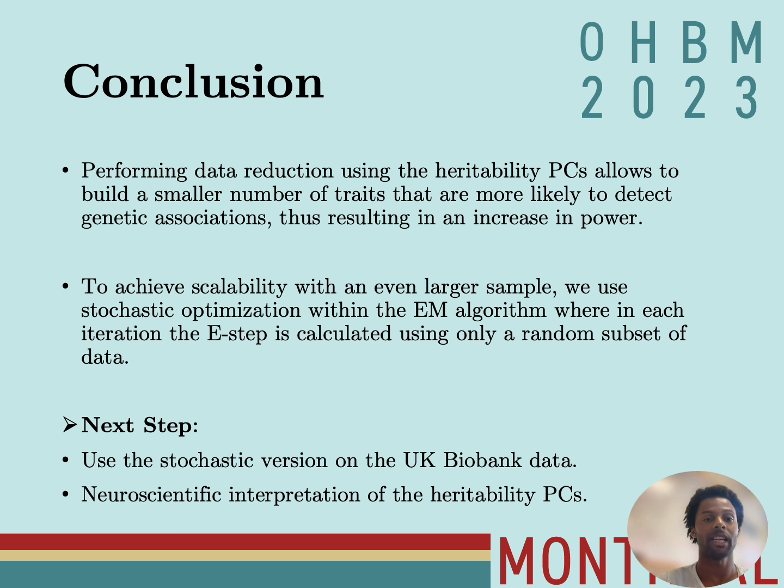In conclusion, performing data reduction using the heritability principal components allows us to build a smaller number of traits than with vanilla PCA, and those traits will be more likely to detect genetic association, which will result in an increase in power when performing GWAS. Note that we've also developed a stochastic version of our method, where at each iteration, the E-step is calculated using only a subset of the data. That method, the stochastic version, has been tested on synthetic data with success, and one of the next steps would be to actually apply it on the UK Biobank data. One of the future steps would also be to have a neuroscientific interpretation of the heritability principal components we've derived with our method. Thank you.